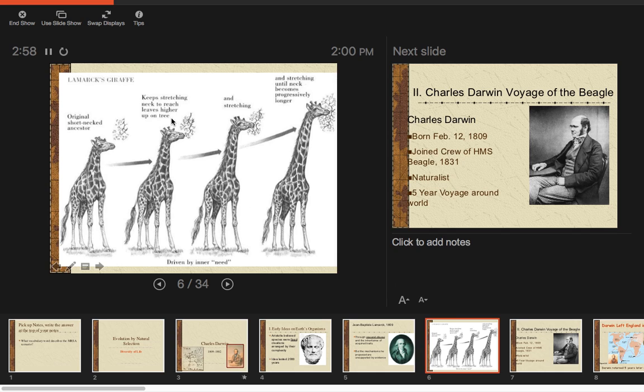And again, we understand that now. But back in his day, they didn't know much about genetics and all that. So they just thought, if they're using their neck, then it's going to stretch out longer, and their babies are going to have long necks too. Again, that's not really the way it works, but at least he got the ball rolling as far as, okay, how have organisms changed over time?